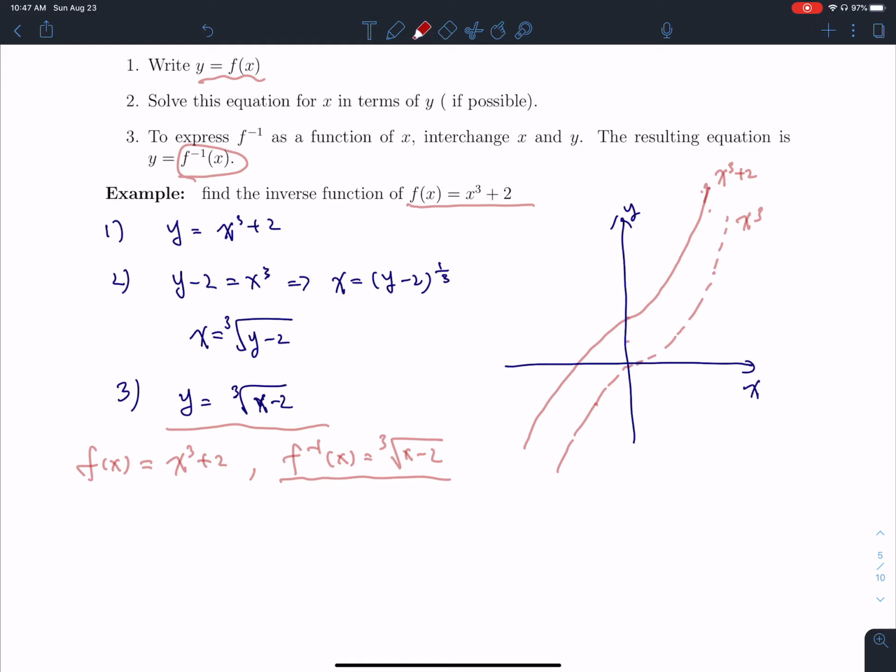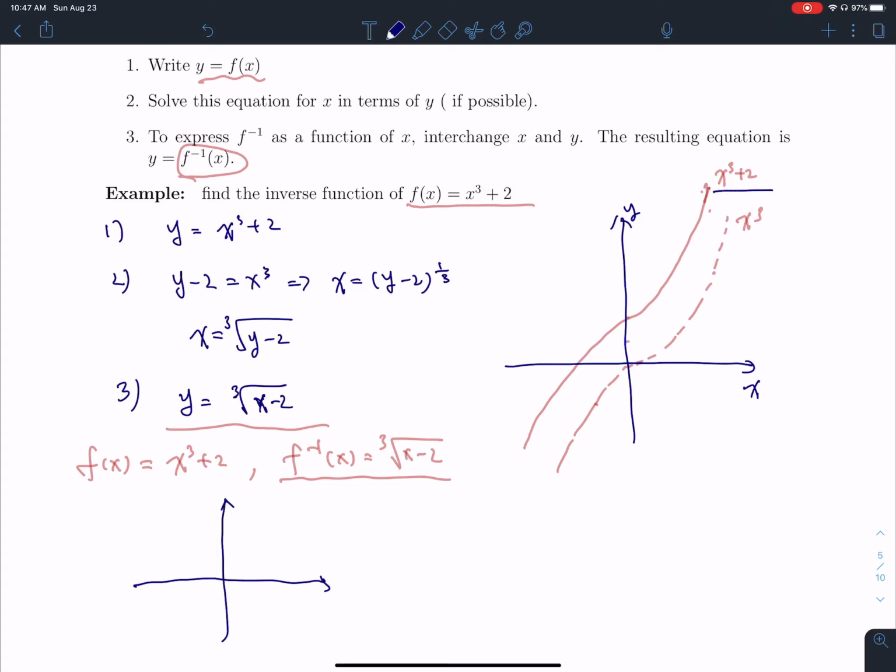And what we want to do is illustrate the graph of the inverse function and the original function. In this particular example, the original function is x cubed plus 2, and we want to look at what the graph of the inverse function looks like. And before we draw the inverse function for this example, let's look at a more general picture.